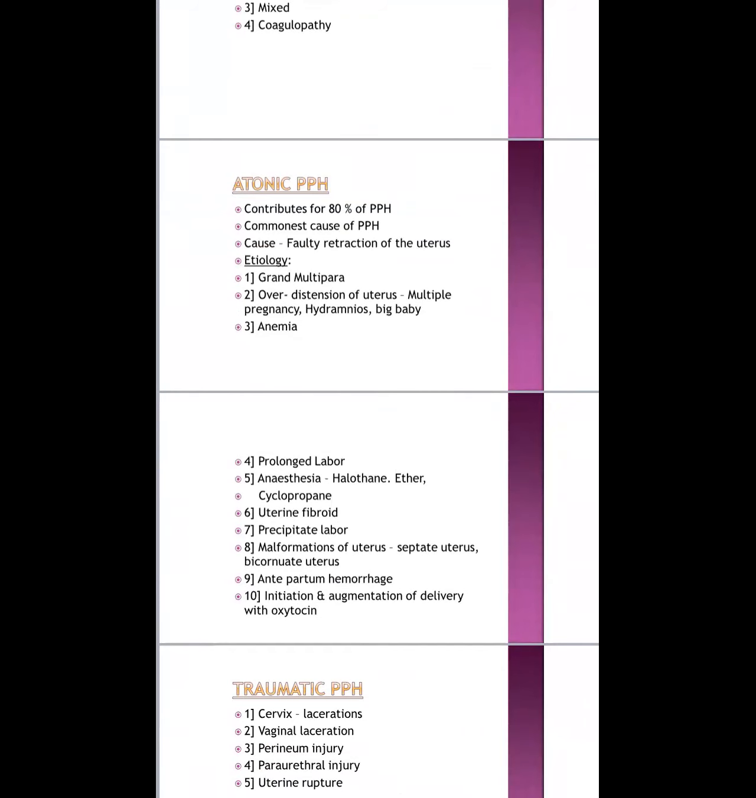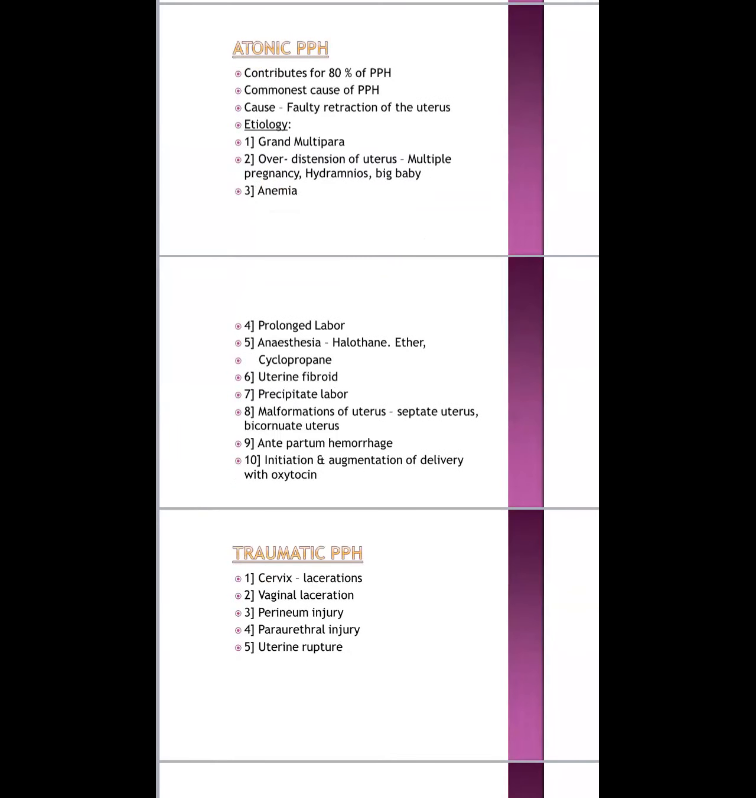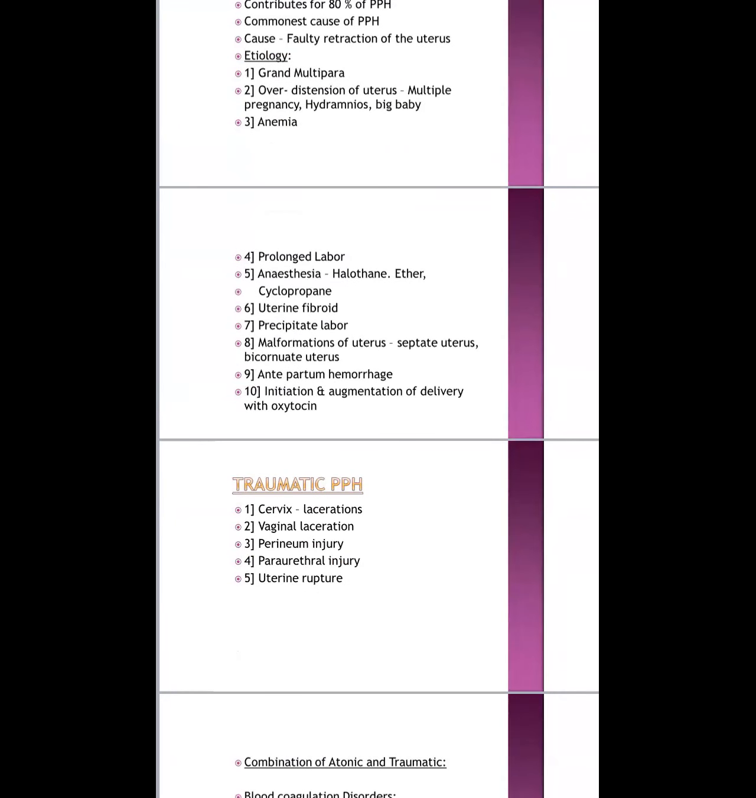The causes are faulty contractions of the uterus. Anemia can also cause postpartum hemorrhage due to atonia of the uterus. Next is prolonged labor, anesthetic disorders like halothane, ether or cyclopropane, uterine fibroids, precipitated labor, malformations of the uterus, septate uterus or bicornuate uterus, antepartum hemorrhage, and initiation and augmentation of delivery with oxytocin.